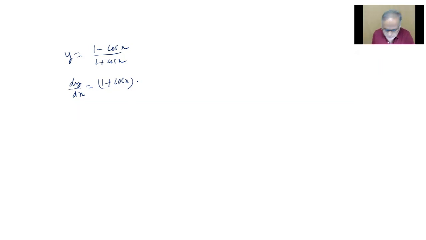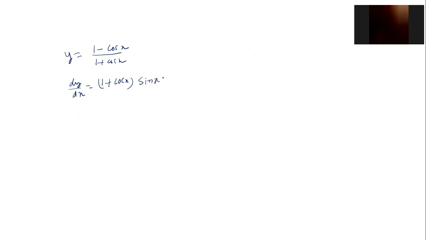Minus cos x derivative is? Minus sin x. Cos x derivative is minus sin x. Minus minus becomes plus. Just don't forget it. Derivative of sin x is cos x. Derivative of cos x is minus sin x. So this minus, minus cos x, minus sin x, that becomes what?